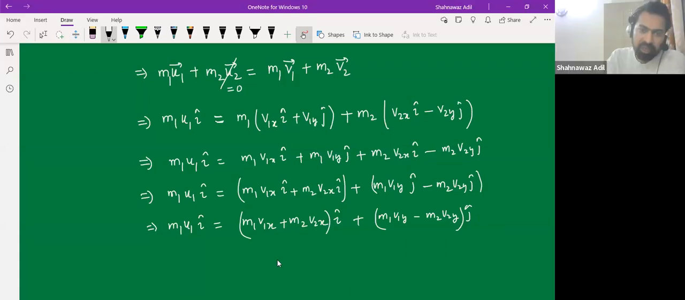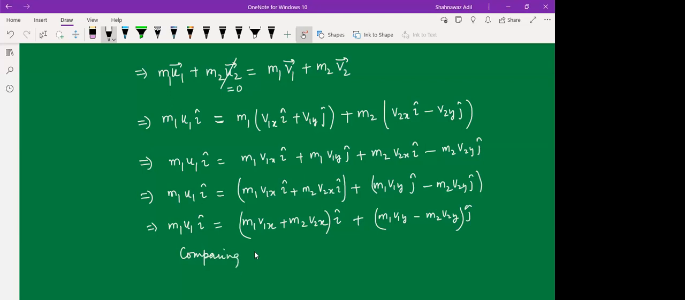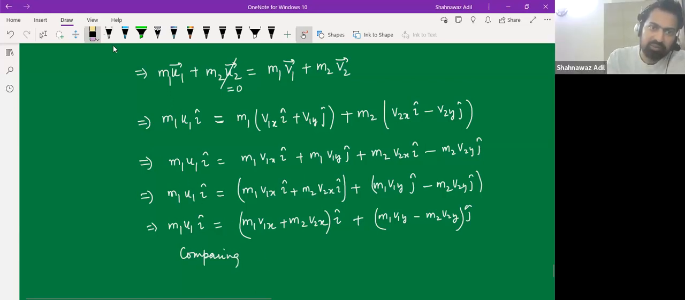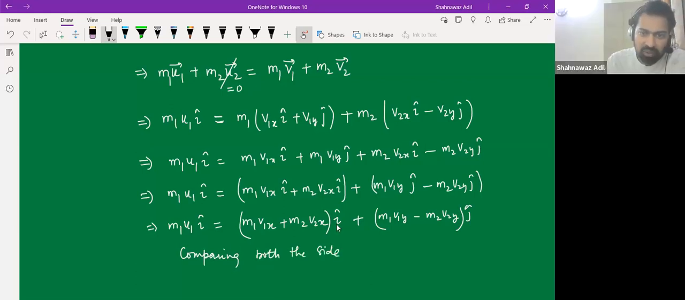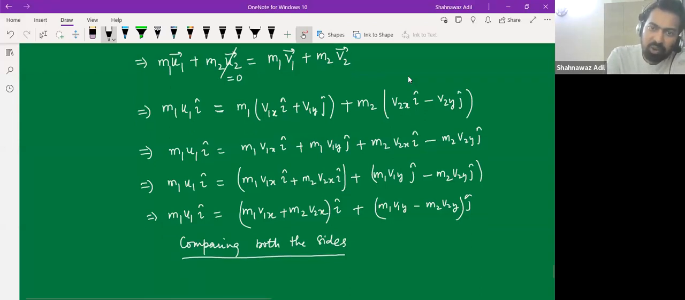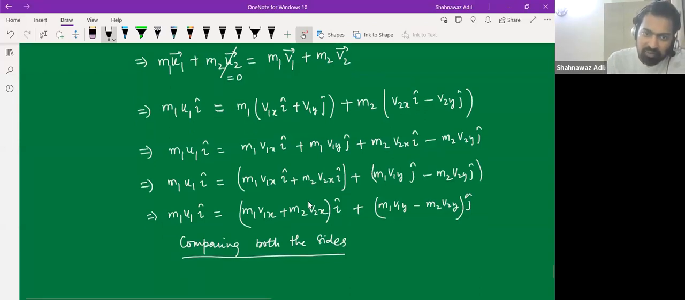So if I compare the I with I, what will I get? Comparing both the sides. I dot I is 1, yeah, but I'm not taking the dot product here. I'm comparing both the sides. So what is the coefficient of I in here, and what is it in here? That should be equal, right?